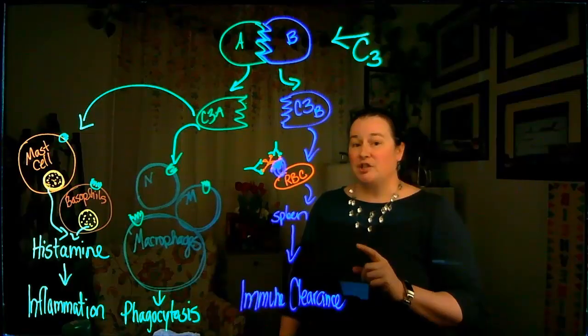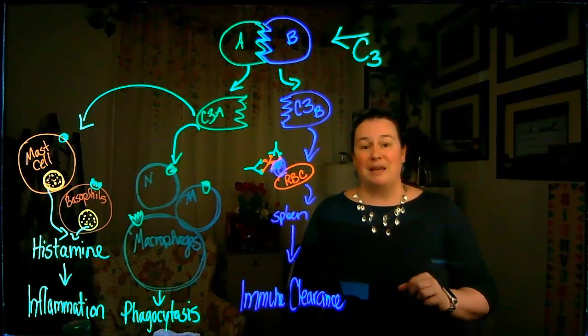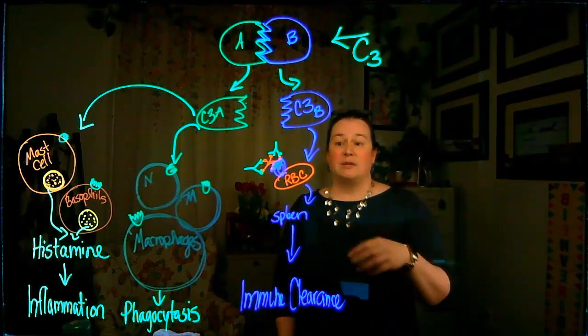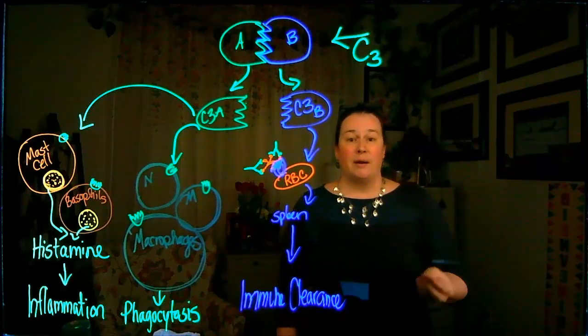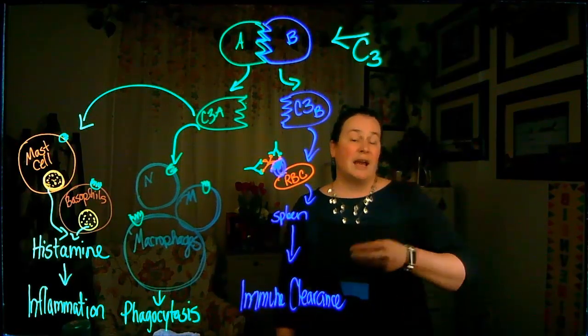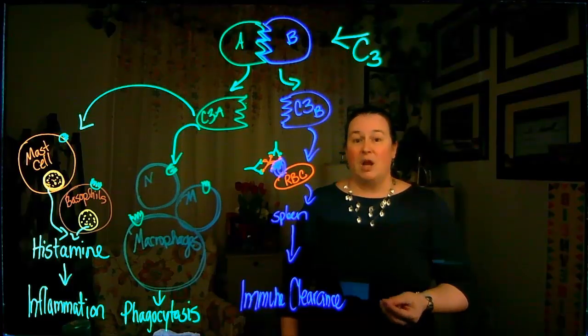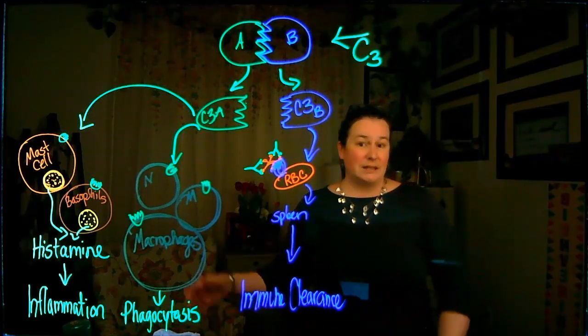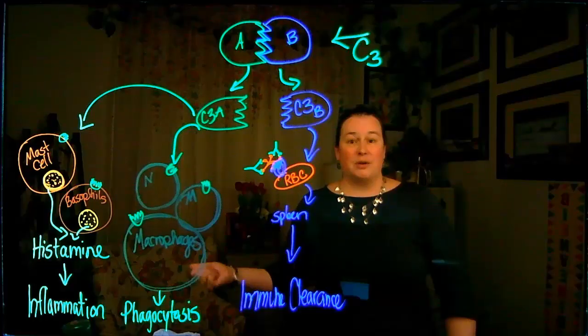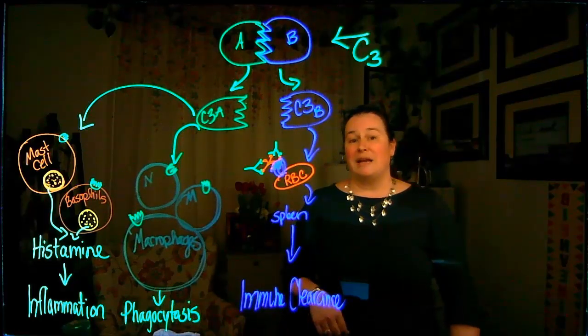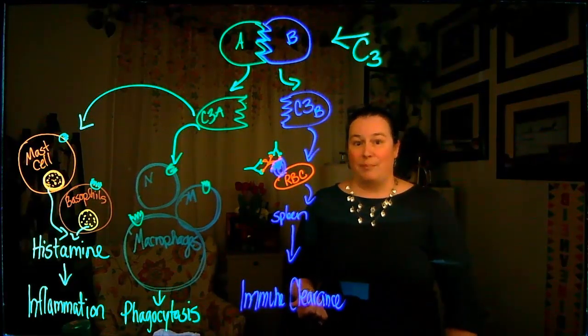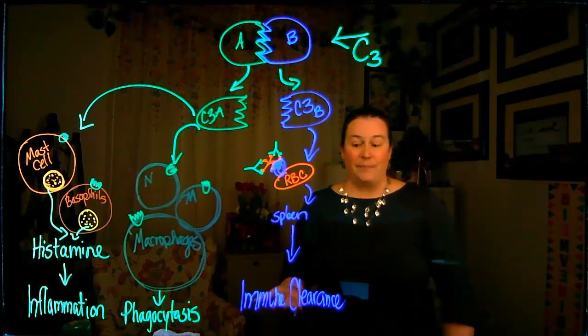So the first action that we're seeing from complement C3b is to coordinate red blood cells carrying around antibody-antigen complexes, carrying those complexes to the spleen, where macrophages, who were already signaled by C3a to increase their activity, will be on site to remove those antibody-antigen complexes and clean the red blood cell off. That is a process known as immune clearance.